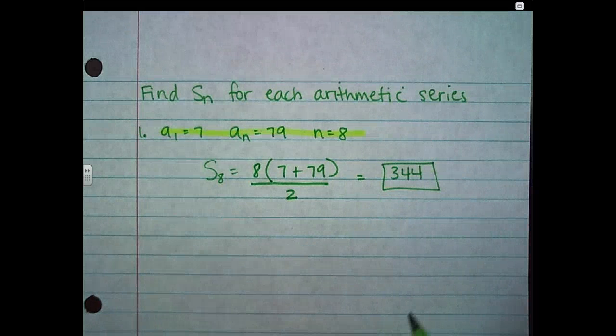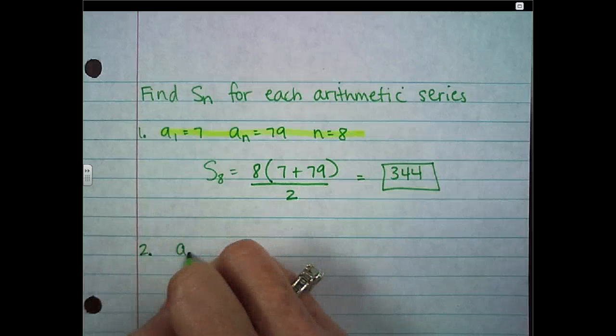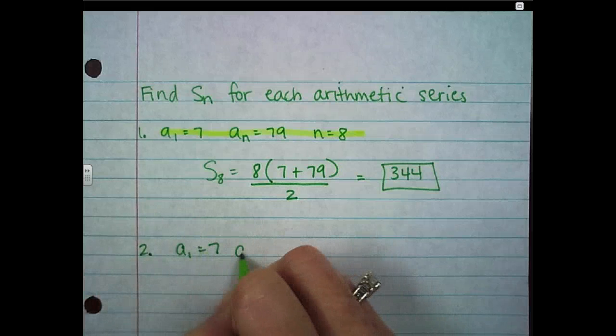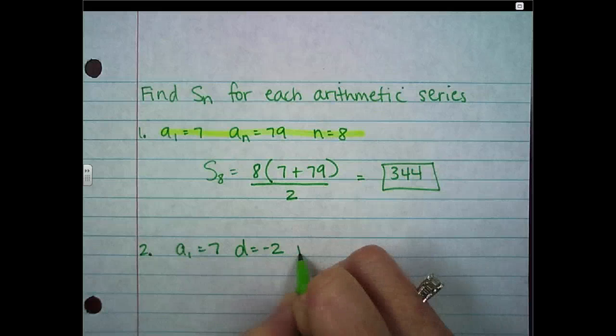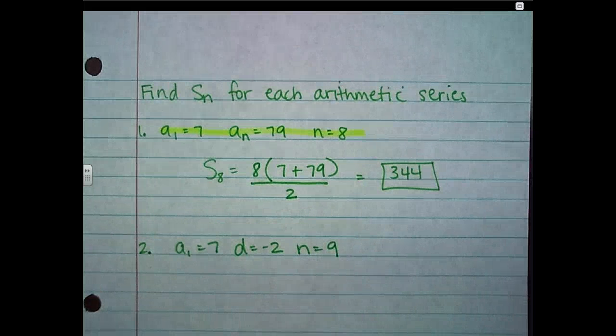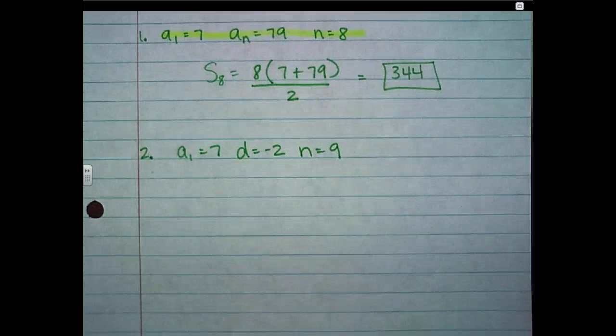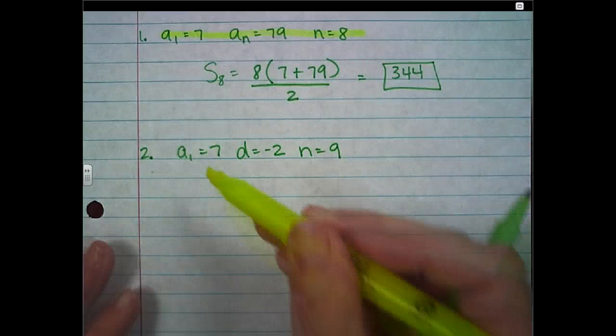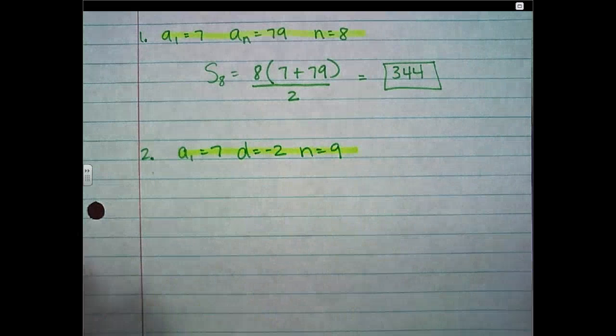Let's try number 2. A sub 1 is 7, D equals -2, and N equals 9. They are not all this easy. They change up, okay? But we're going to obviously start with something pretty simple. How many terms are there this time? 9. Thank you. There's 9.